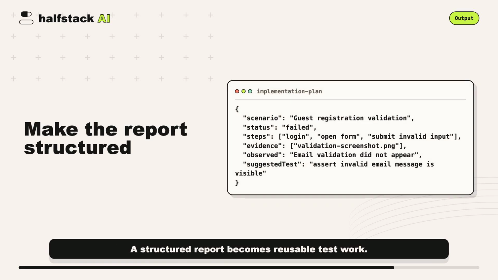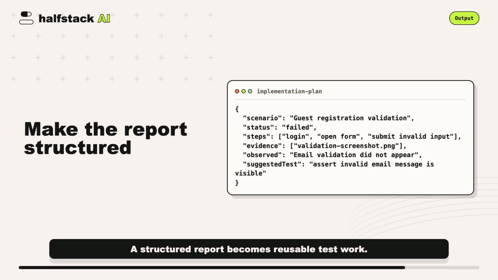The agent report should be structured enough that a developer or QA engineer can act on it. Include the scenario name, status, steps, test data, observed behavior, expected behavior, screenshots, and suggested Playwright assertions. This format makes the report easy to review and easy to convert into tickets or tests.